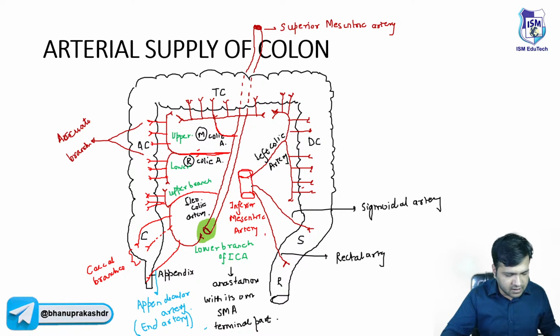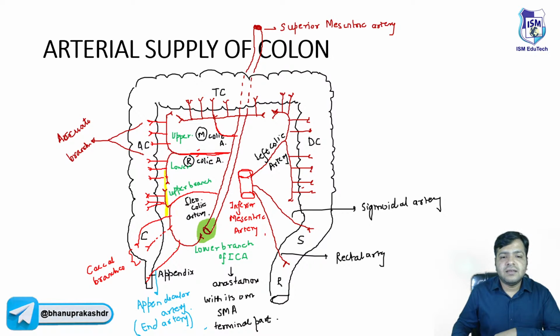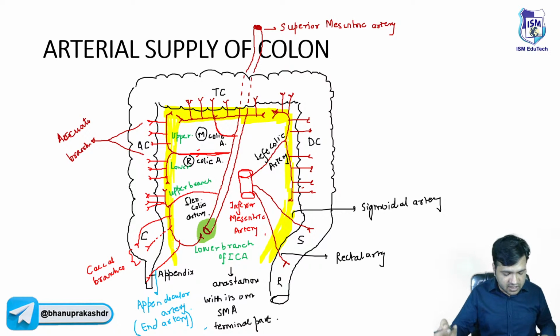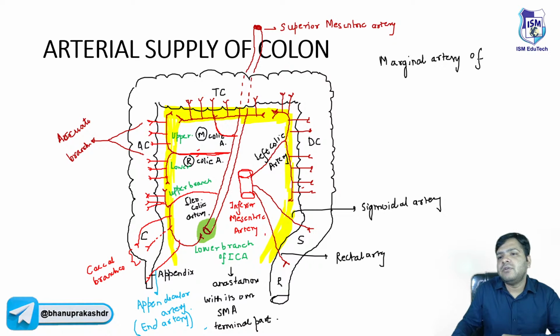So this is how the arterial supply looks. If you can see over here, all these branches which are supplying the colon, which I have just highlighted, together are called the marginal artery of Drummond. Okay, this is the marginal artery of Drummond.